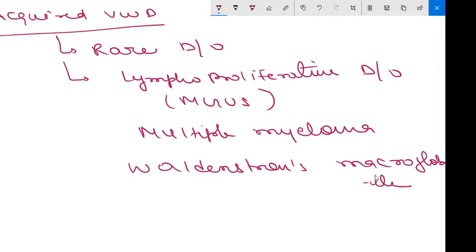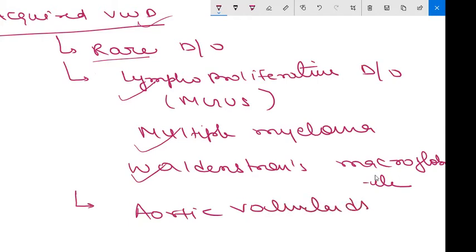So acquired von Willebrand disease is a very rare disorder, and it is seen in patients suffering from lymphoproliferative disorder, multiple myeloma, or Waldenstrom's macroglobulinemia. It is also associated with patients with aortic valvular disease. Now it is also seen in patients with Heyde syndrome. So what is Heyde syndrome? It includes aortic stenosis with GIT bleeding, and that is known as Heyde syndrome. So this is about acquired von Willebrand disease.